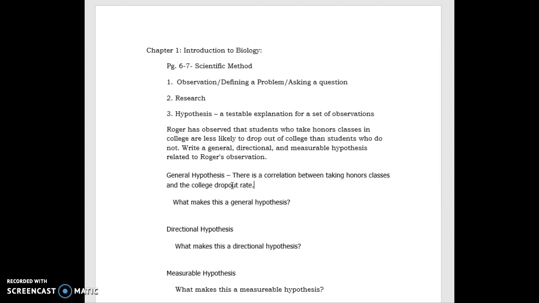So it doesn't give you any specific expectation. It just says that there is a relationship between these two. So that makes this a very general hypothesis because it does not show the specific relationship between the two variables.